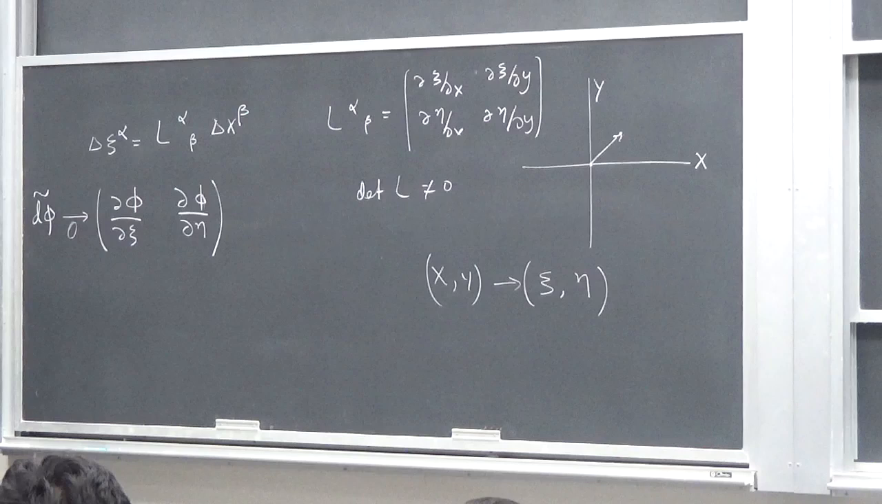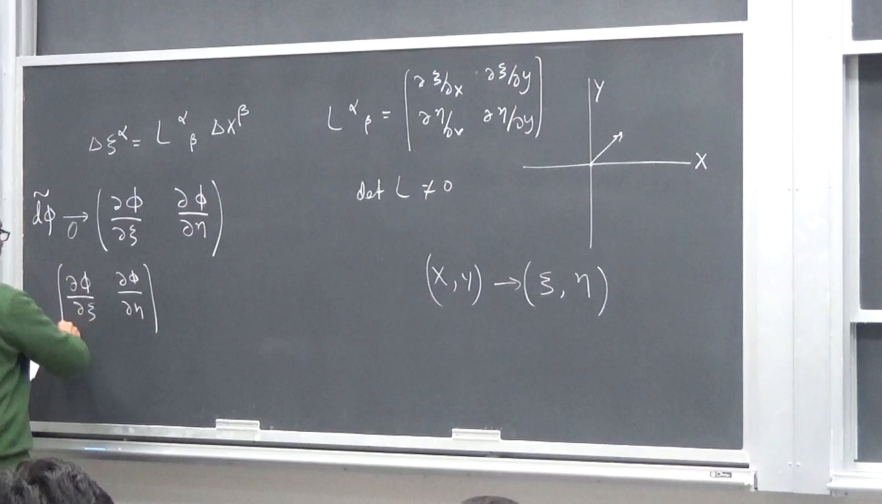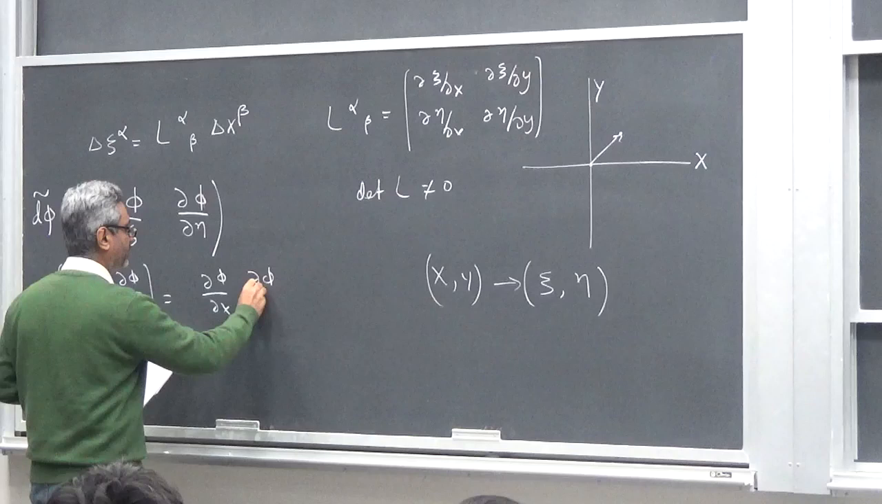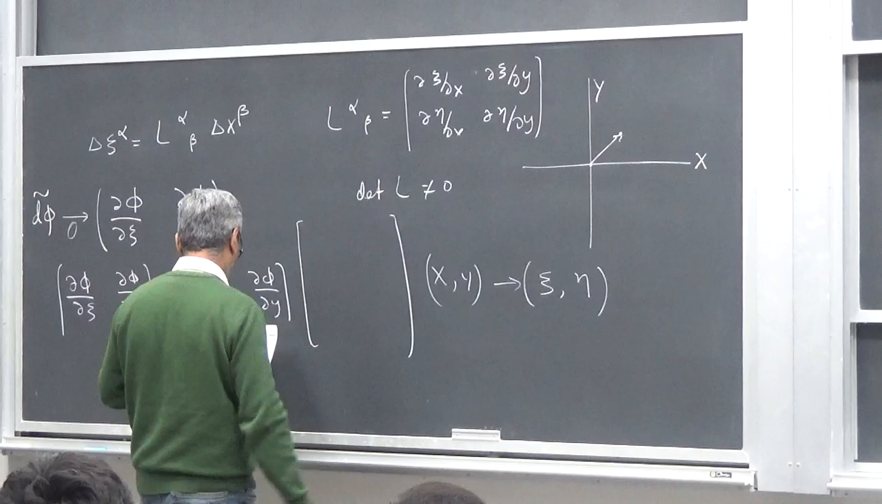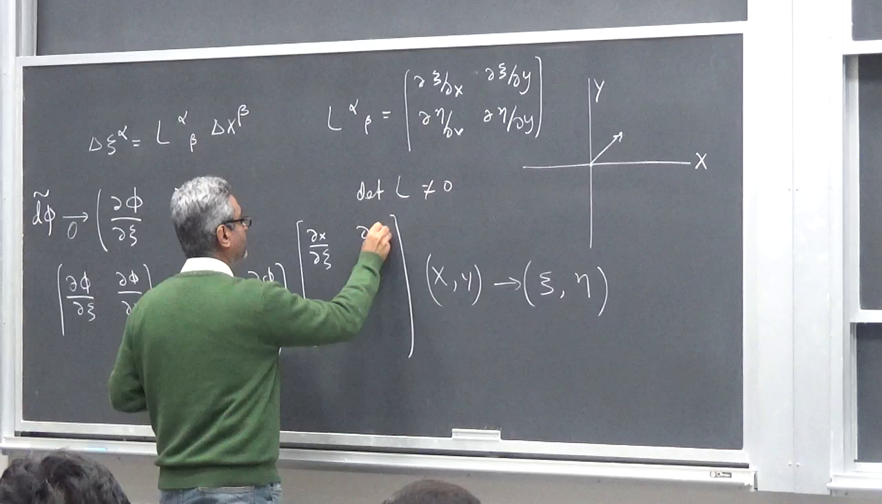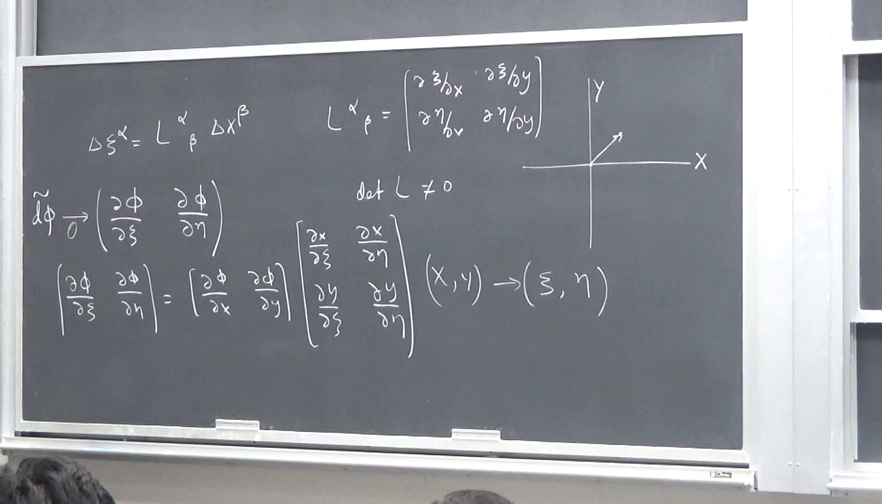And so how does this transform? Well, we know. This is something like partial phi by partial eta, and this thing is going to be partial phi by partial x, partial phi by partial y. This is a row vector that I'm writing, so this is a row matrix. And this is going to be partial x over partial xi, partial x over partial eta, and you can see that this matrix is different from that matrix.